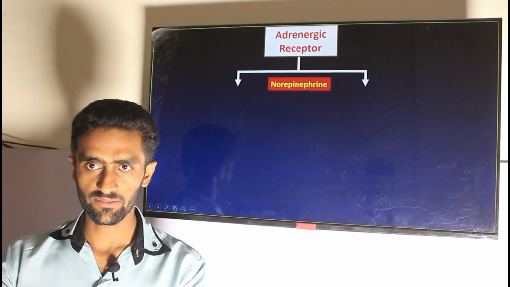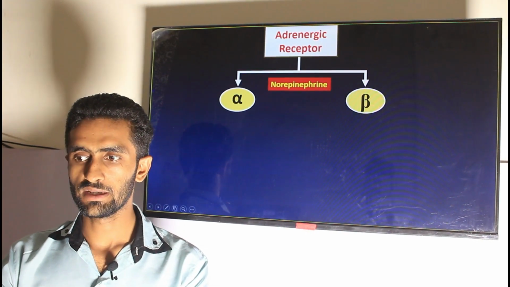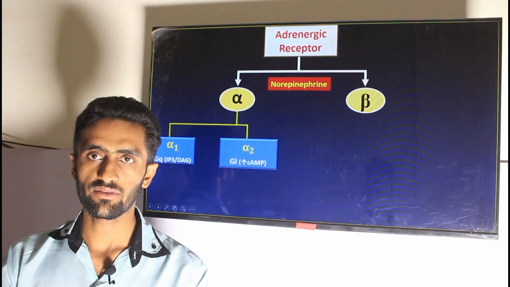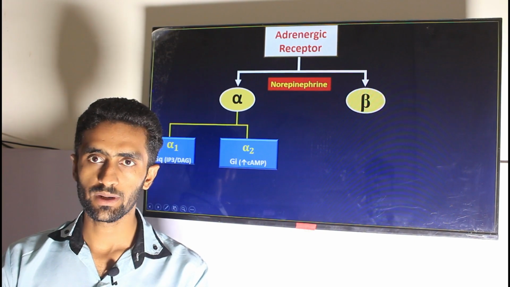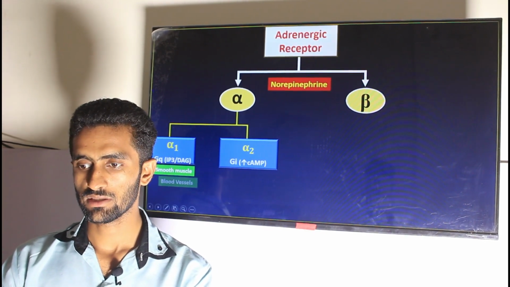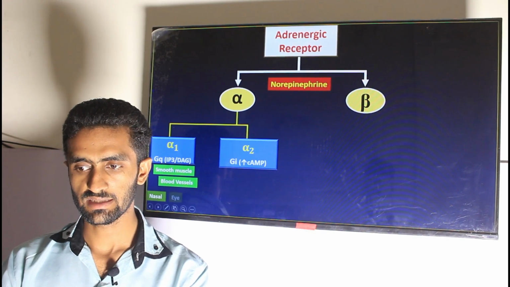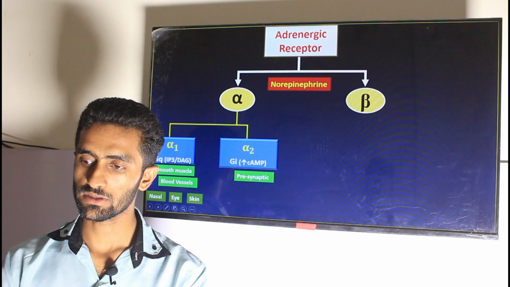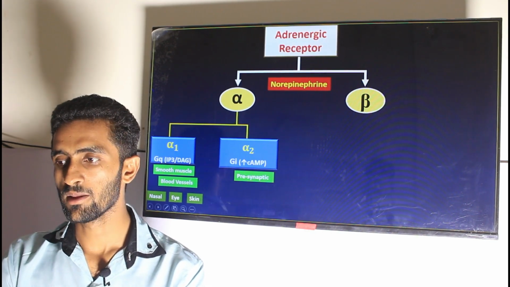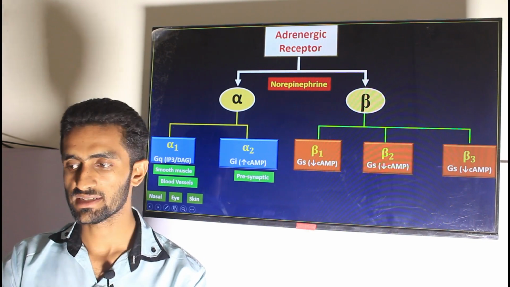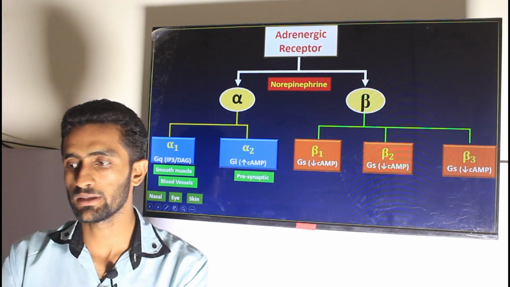Adrenergic, you know better, norepinephrine, alpha, beta. Alpha has alpha 1 and alpha 2 subtypes. Alpha 2, you know better, is Gi, while alpha 1 is Gq. Okay, smooth muscle, blood vessel, nasal, eye. These are locations for the presynaptic, for feedback purposes. Okay, they're present in the presynaptic. Beta has beta 1, beta 2, and beta 3. Three major subtypes, but mostly used are beta 1 and beta 2.